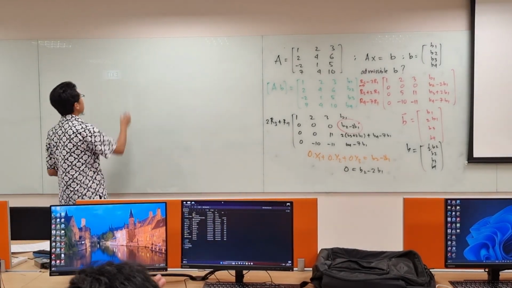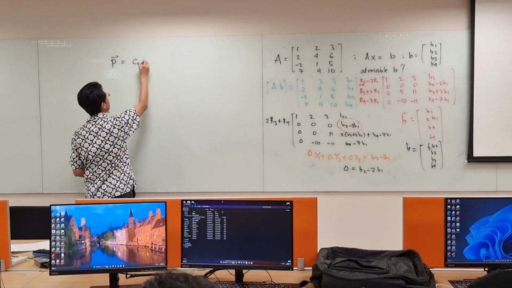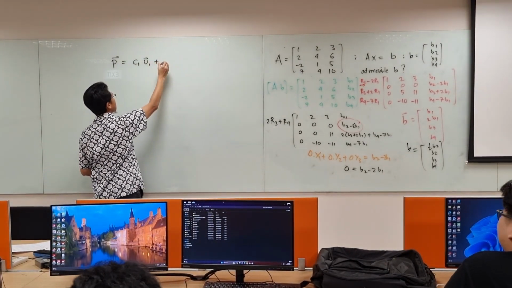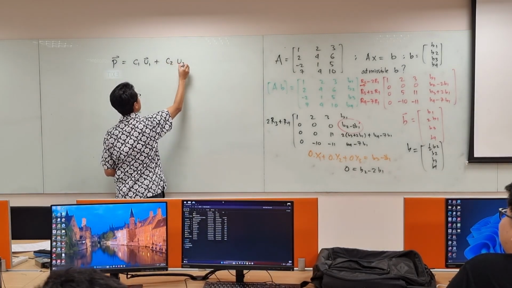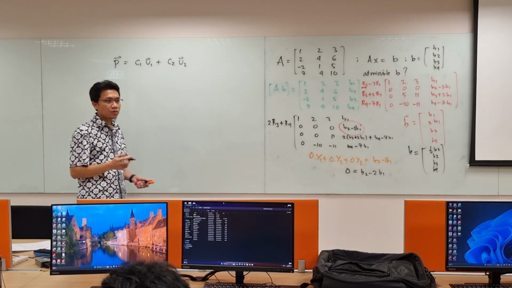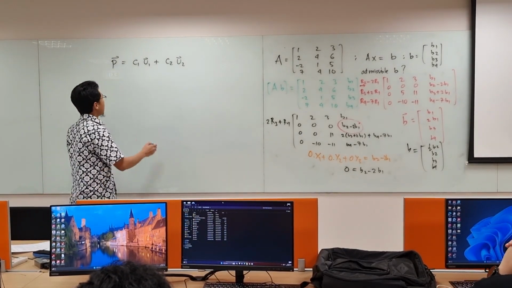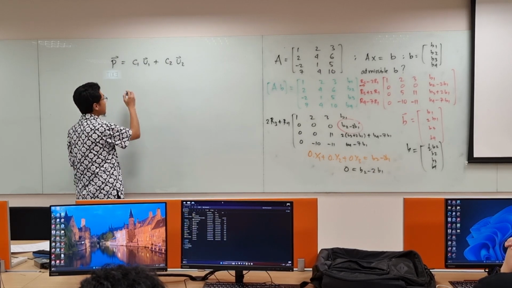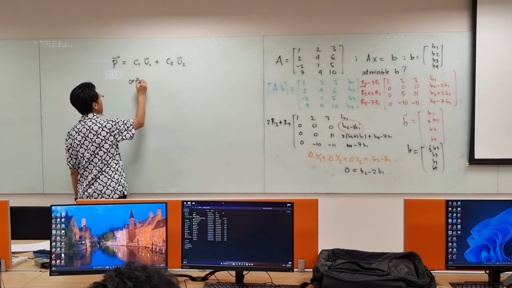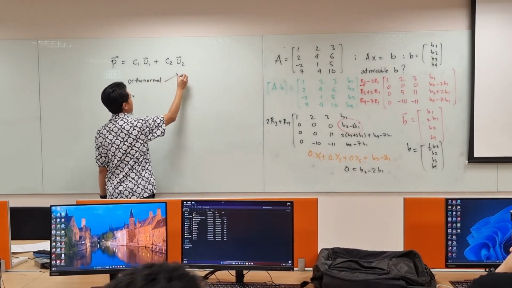Next problem here, we have vector P. And then U1 and U2 are orthonormal. I'm saying here orthonormal. What does it mean by orthonormal? The product with itself is 1, times other normal.